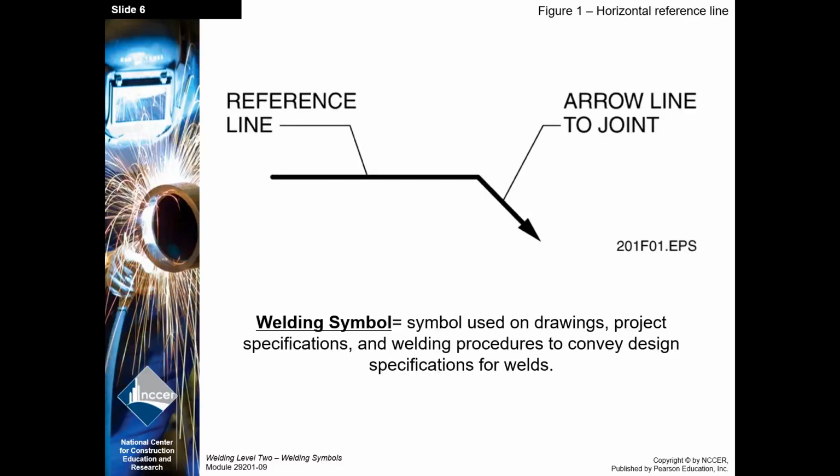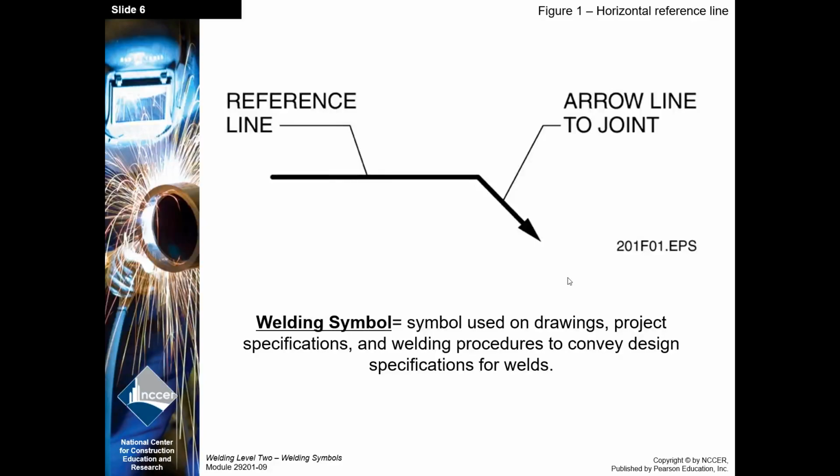All right, let's get into it here. The basic element of a welding symbol is the reference line. Typically attached to that reference line is going to be your arrow. A welding symbol is a symbol used on drawings, project specifications, and welding procedures to convey design specifications for welds.